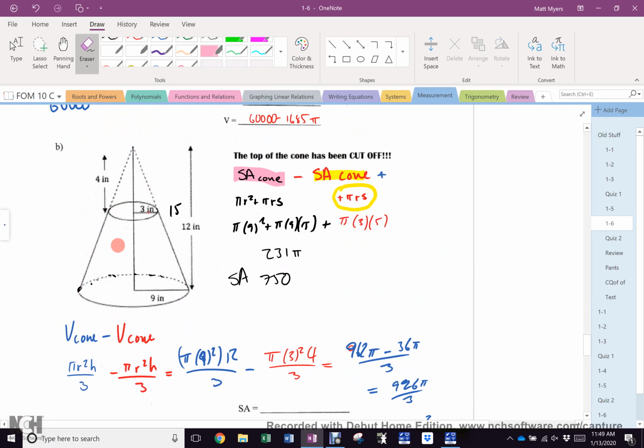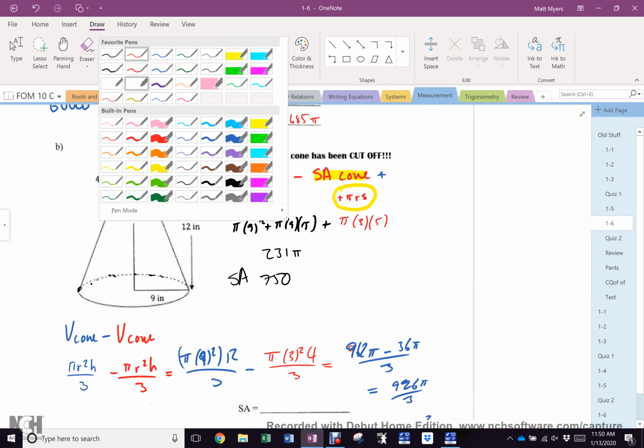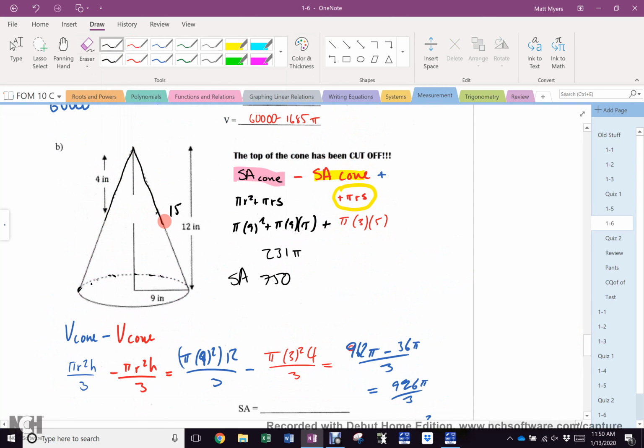This one. If that hasn't been cut off, then I have that whole cone, right? I got this big black cone. Pi r squared and pi r slant, right? But then I cut it off. So I removed the pi r slant of this small cone, didn't I? But I gained the pi r squared of the small cone. Everybody still okay? All right. And then volume is just big cone minus little cone.